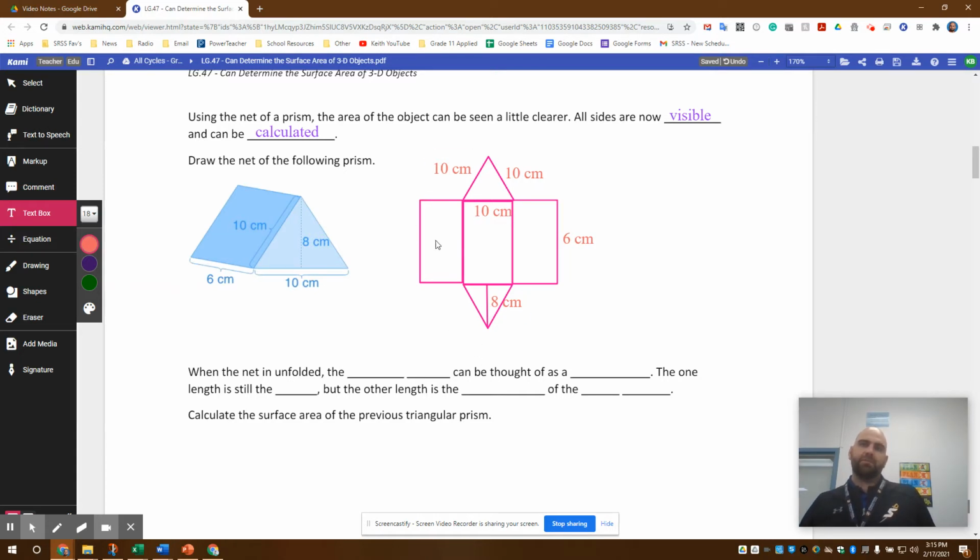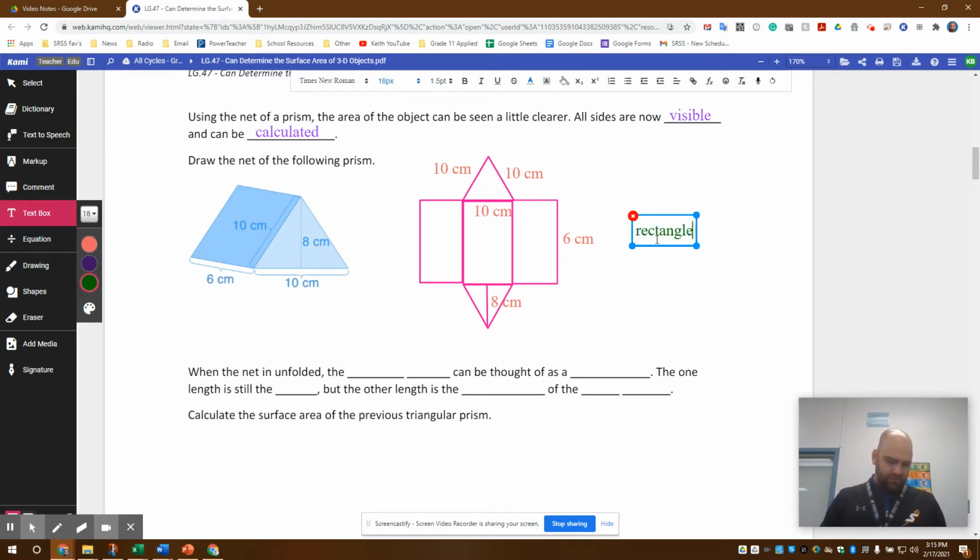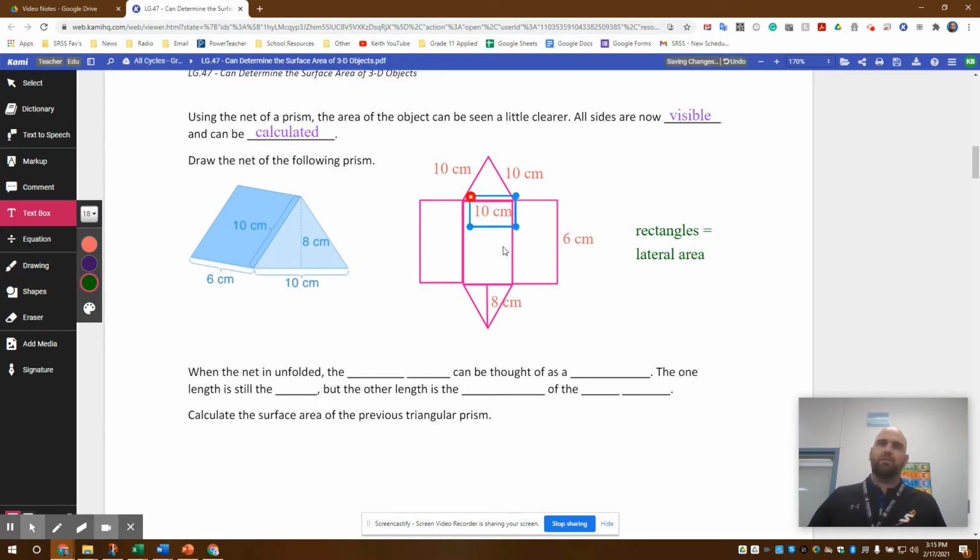This gives us the fact that we have 3 rectangles and 2 triangles. The triangles are our base and our top, or the front and back, we'll call it the base, and then the rectangles are something we call the lateral area. I'm just going to write that out here. Okay, so rectangles equal lateral area. Now again, when we have a rectangular base prism, we also have rectangles as our bases, but we pick our base, and then the rest is going to be our lateral area.